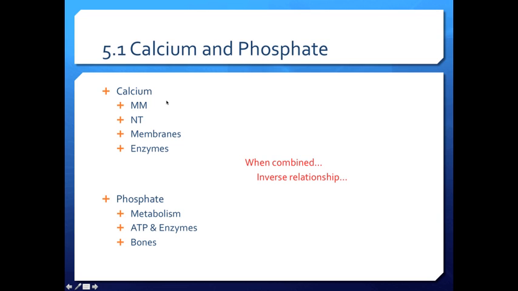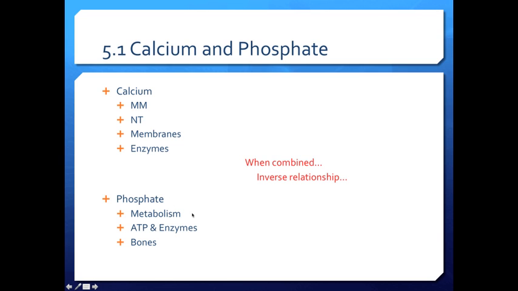Calcium on its own, we know that is involved in muscle contraction, myofibril contractions. We also know that when calcium enters a presynaptic neuron, synaptic vesicles containing neurotransmitters will be facilitated to be fused in the presynaptic membrane. We also know that calcium plays a role in the excitability of cell membranes in general, and it also plays a part in enzymatic activity.